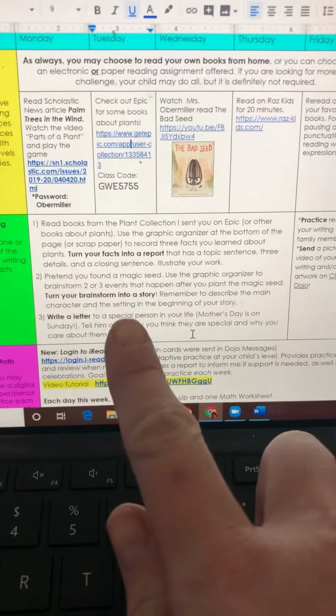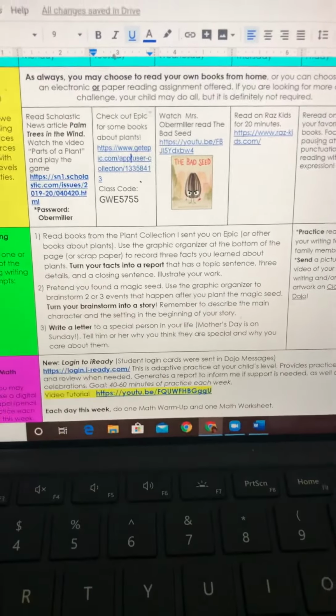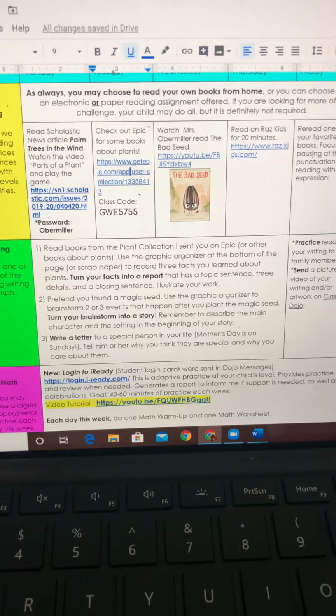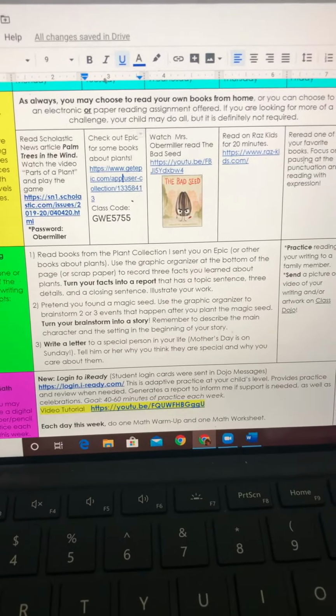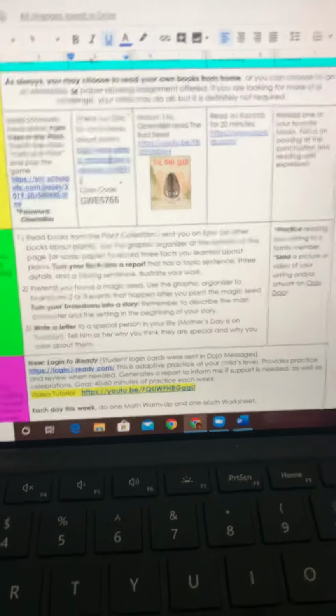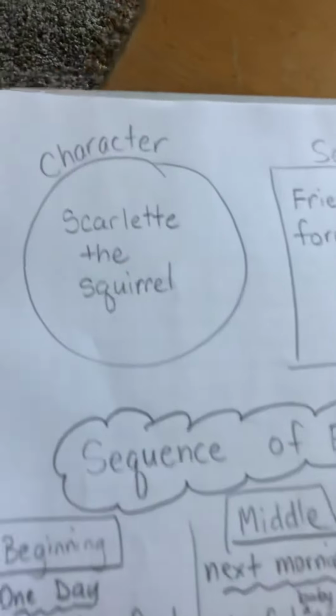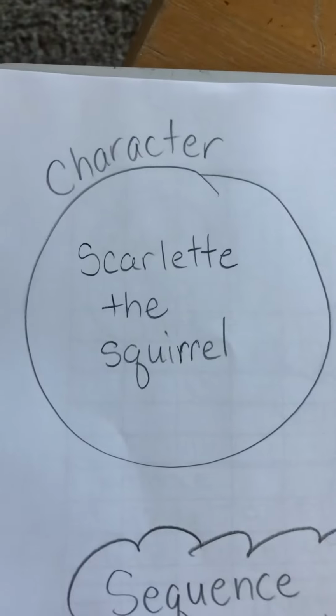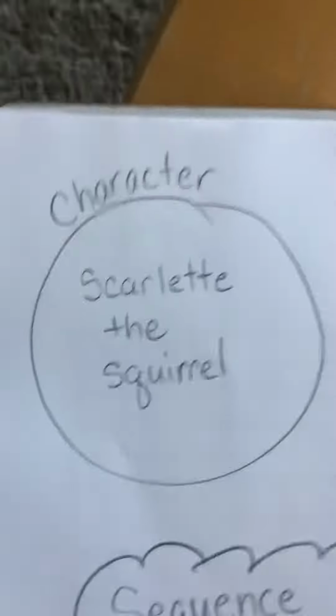Okay, so friends, option number 2 on our learning plan this week was to pretend you found a magic seed. And so I was thinking about this and I was excited, but I decided instead of having me find the secret seed, I decided that Scarlet the squirrel would find the magic seed. Now I'm going to back up so that way we can take a look at this graphic organizer all together.